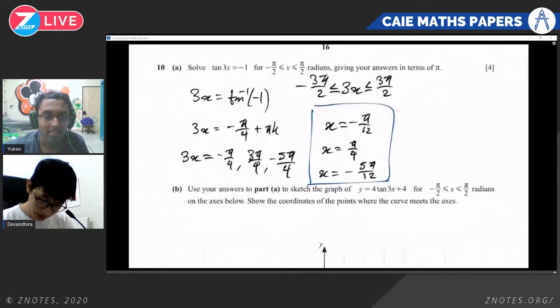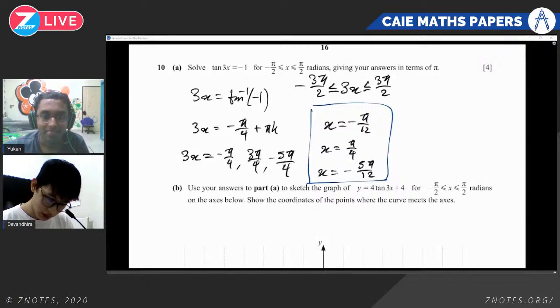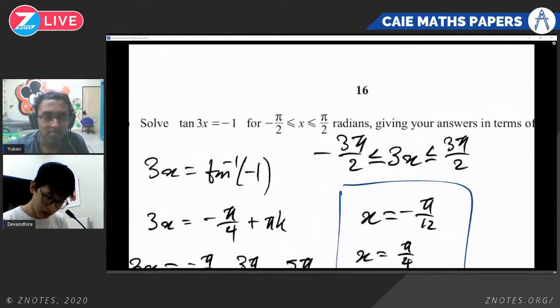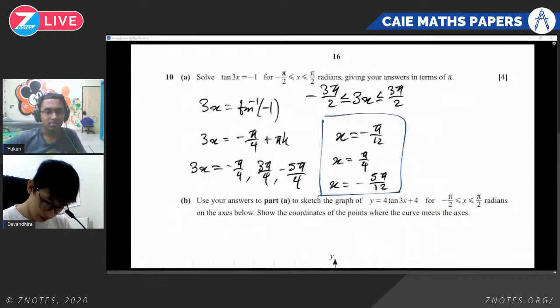Agree with it? Yeah, agree. Okay. That means these values are when the function is 0, correct? Sorry, when the function is -1. Is that correct? Yeah. Okay.